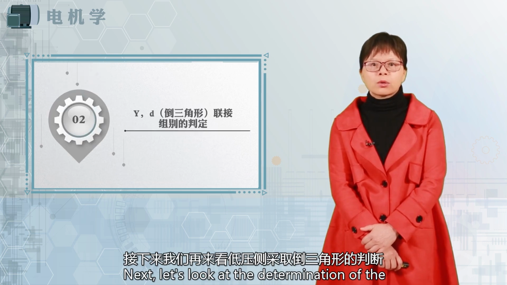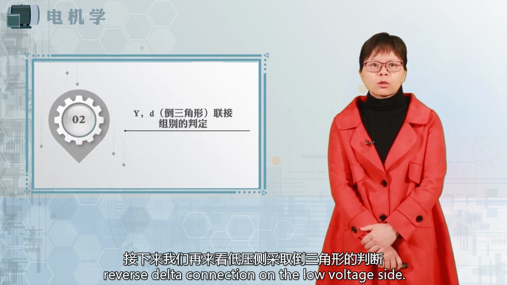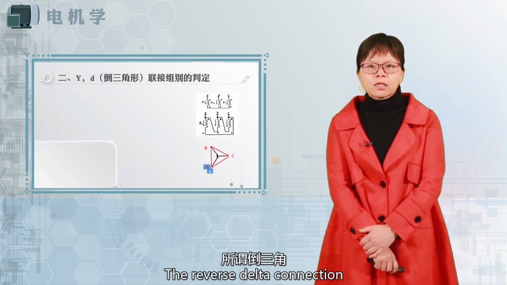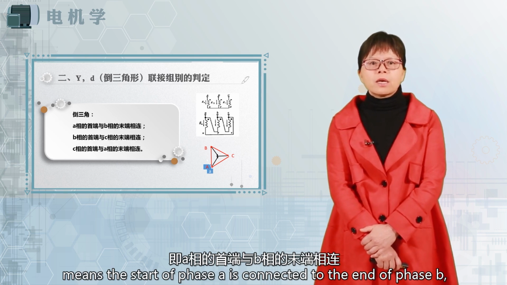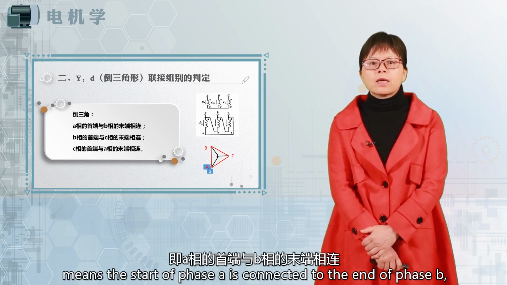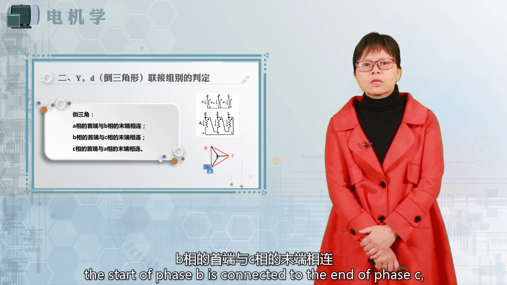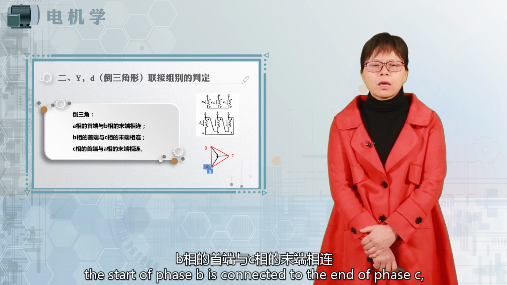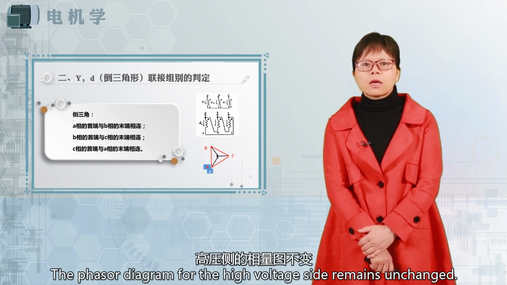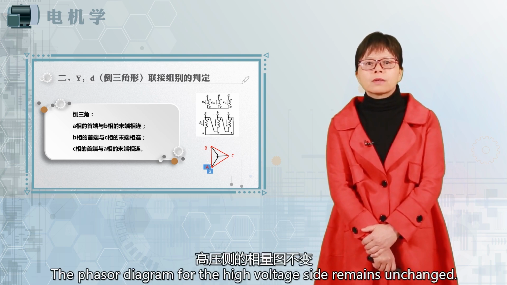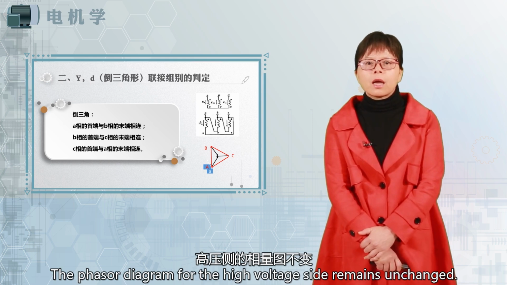Next, let's look at the determination of the reverse delta connection on the low voltage side. The reverse delta connection means the start of phase A is connected to the end of phase B, the start of phase B is connected to the end of phase C, and the start of phase C is connected to the end of phase A. The phasor diagram for the high voltage side remains unchanged.